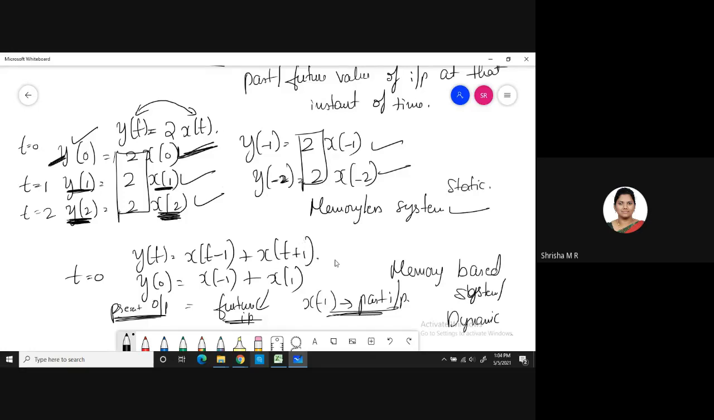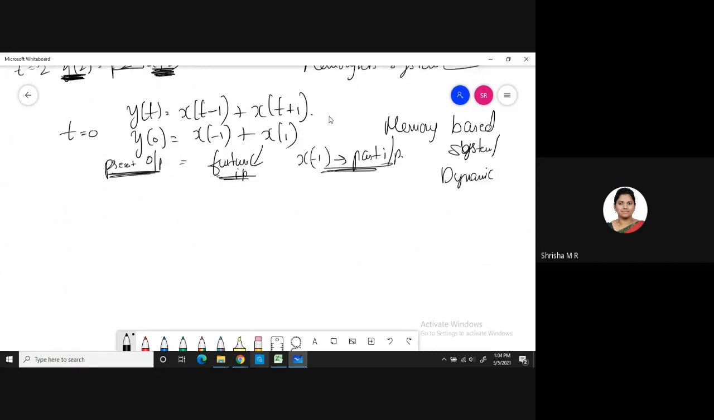So I'll just give you a few examples. You check if it's memory based or memoryless. y of t is equal to x of t plus 1 plus x of t. What type of system is this?